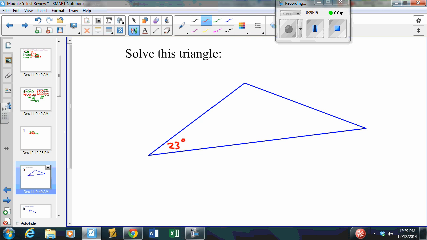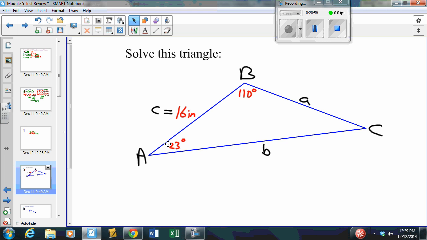And I'm going to give another angle, and a side right here of 16 inches. And I'm going to give another angle right here of, let's say, 110 degrees. That bottom one's 23. Okay, yeah. And I'm going to call this A, B, and C. Therefore, what side is this, you guys? Side what? C. What side is this? Okay, so we got those.